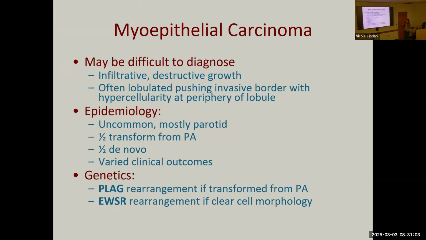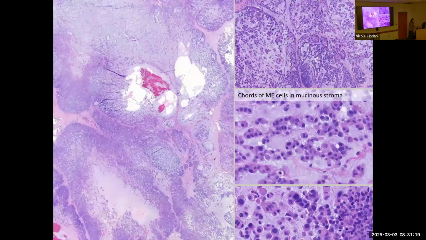Myoepithelial carcinoma, as we said, can be de novo, and as I showed you in that one example, can transform from a pleomorphic adenoma. If these are de novo, they often can have EWSR gene rearrangements. If they're transformed, they'll retain that PLAG gene rearrangement.